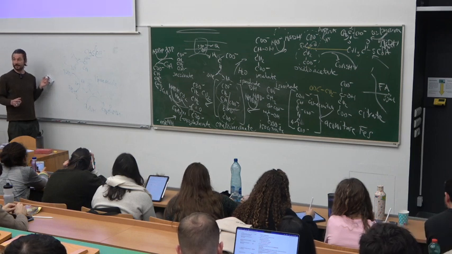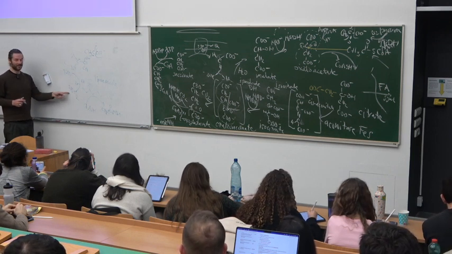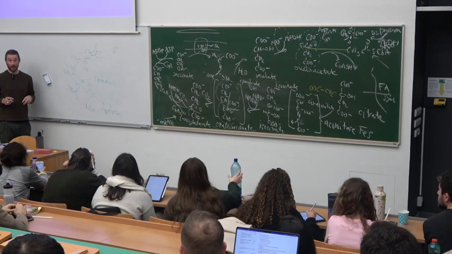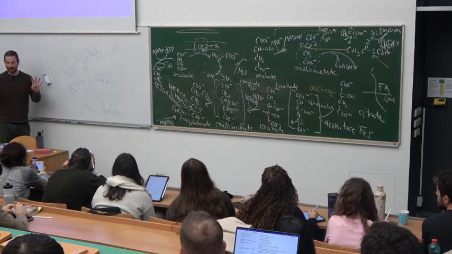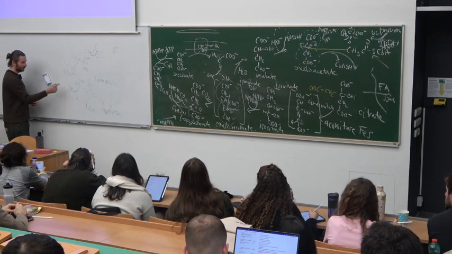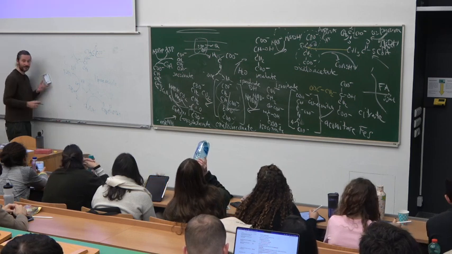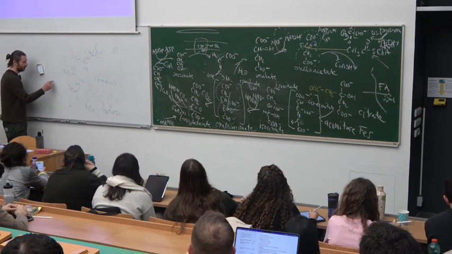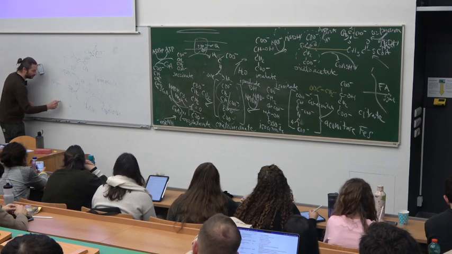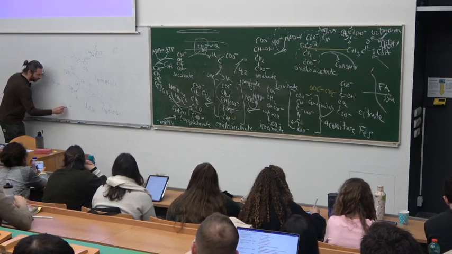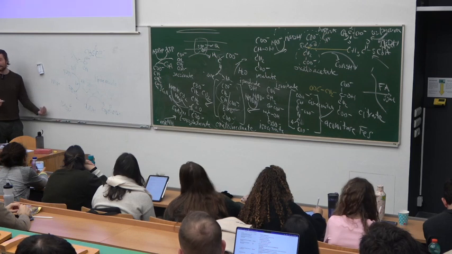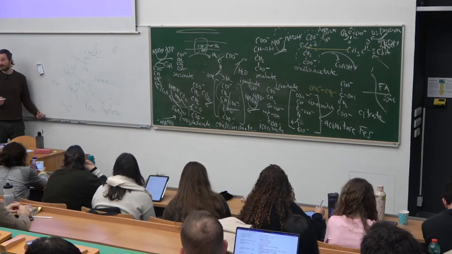But that's not the end, because this FADH2, which is always, as we said, always hidden in a protein, so this is not outside. So this FADH2 then transfers the two electrons to NAD plus to make NADH, which finally leaves the enzyme.